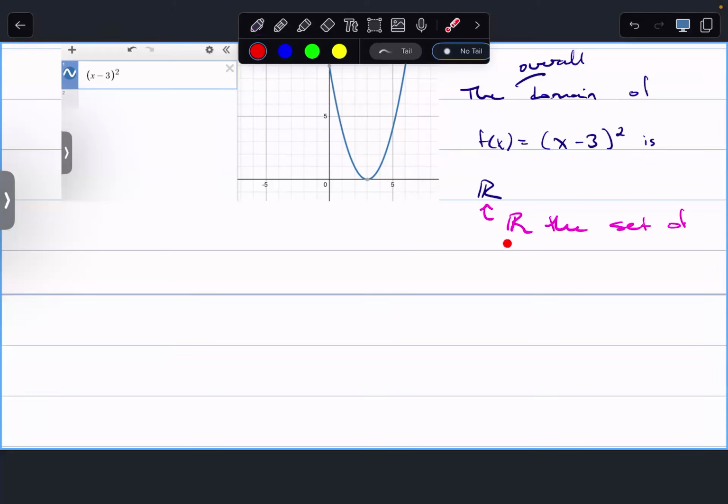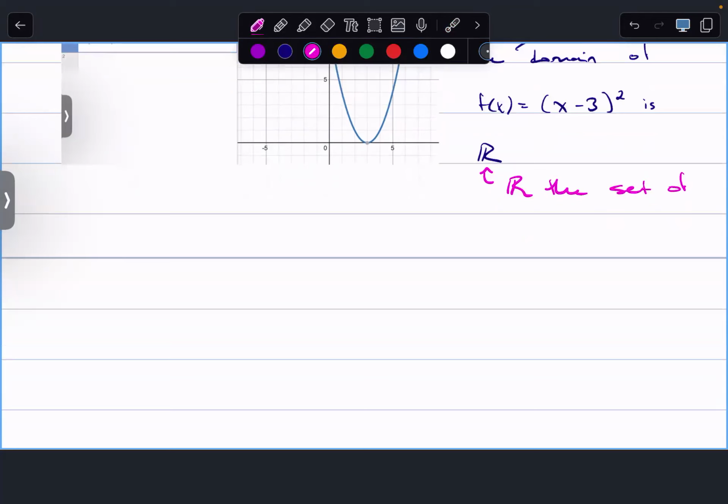you do a double back. Yeah, it just looks like that. Do a little flare. So capital R with a double back is the set of real numbers, which is any number from negative infinity to positive infinity.